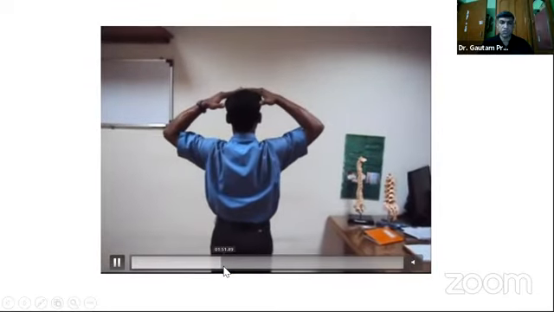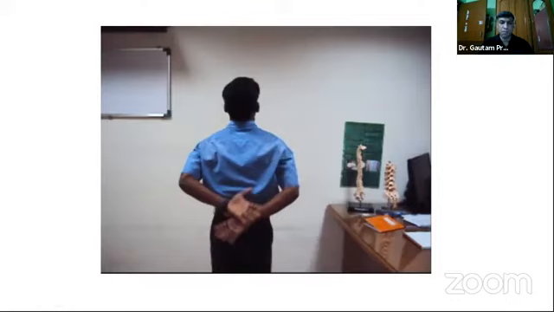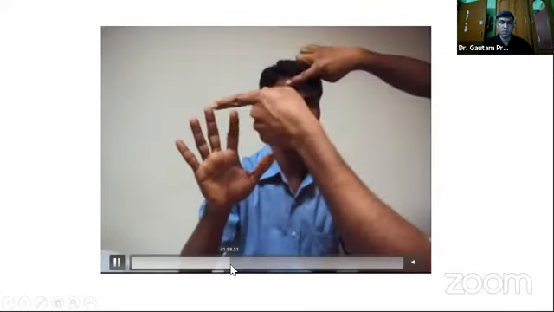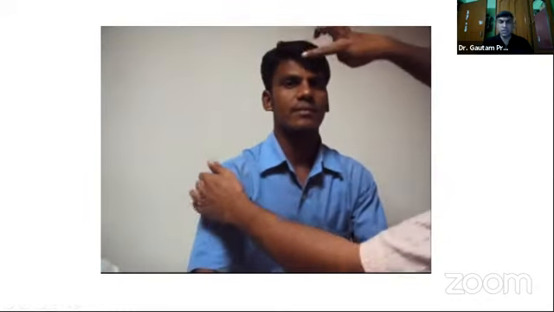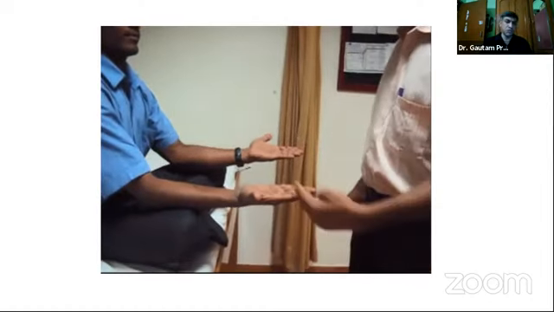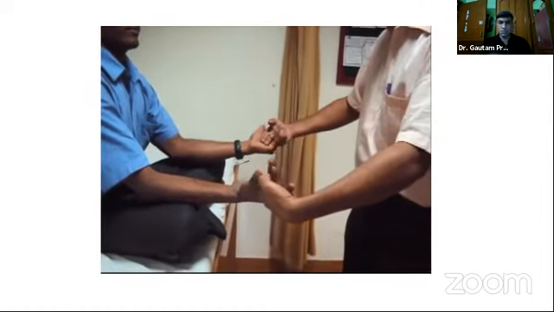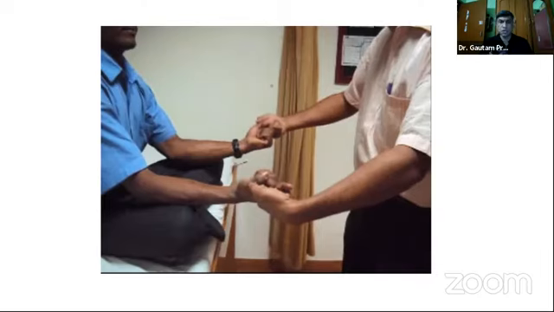Then check the movements across all the major joints. The sensation part is then elicited as per the dermatome, and we have to compare it with the forehead sensation. What I missed in this presentation was that the eyes should be closed.